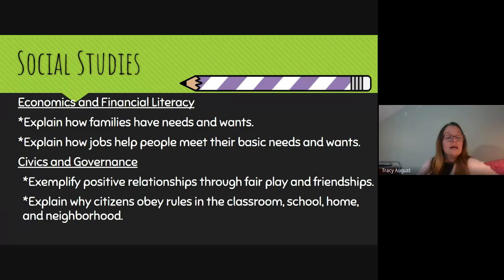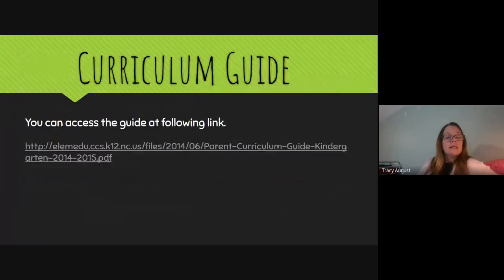And then civics and governance, we're really working on exemplifying positive relationships through fair play in the classroom, making friends, and we really want them to understand why rules are necessary in the classroom, at school, at home, and in their neighborhood, that the rules are there to keep us safe and to keep people happy. And I think that was all 5.